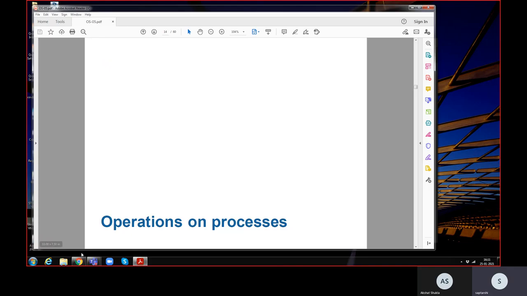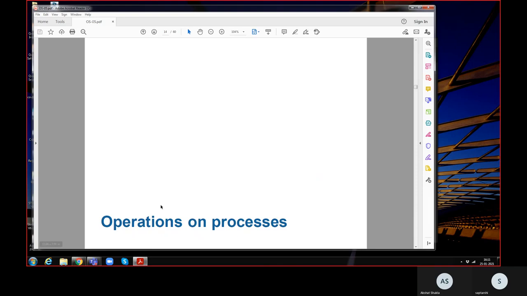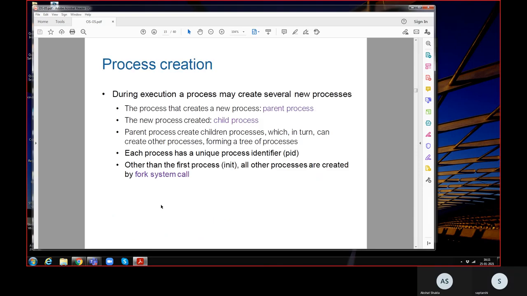Okay, let us understand a bit about operations on processes. So we will discuss about several operations that can be done with a process. Let us begin with the very first operation that a process needs. First, a process has to be created. So let us discuss process creation.